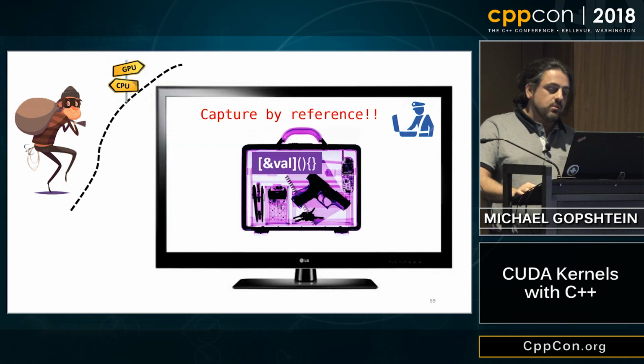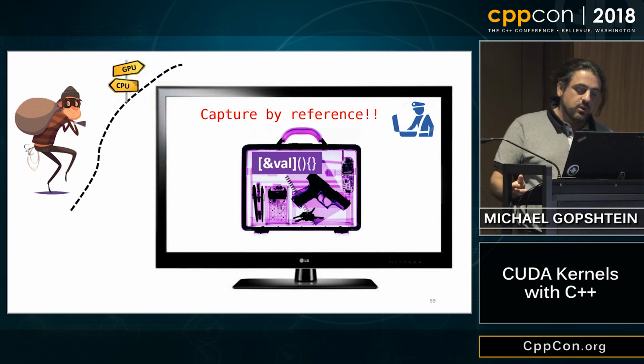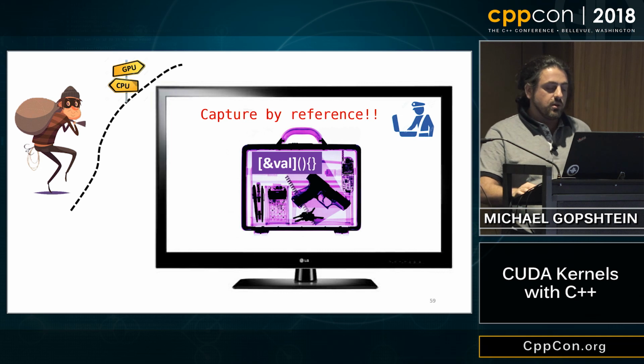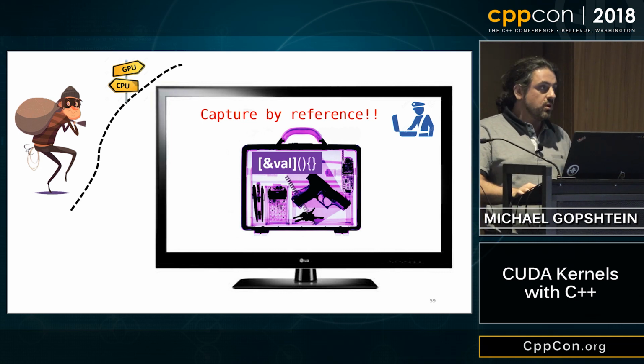The first thing that we can capture is objects by reference. And again, it makes sense. We know that the memory in the CPU and the GPU is distinct, and we can take any pointers from the CPU and move them to a GPU.